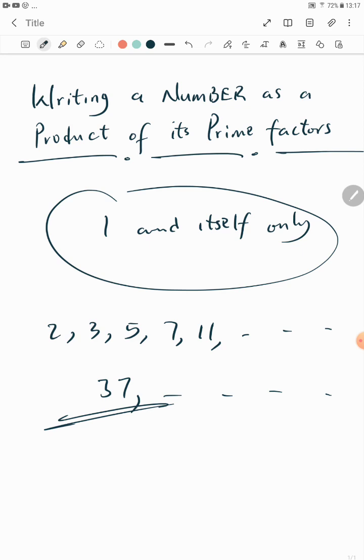So in this video, we begin playing around with prime numbers by writing a number as a product of its prime factors. We'll be looking at the beauty of prime numbers in mathematics. So we can simply write numbers as products of their prime factors. Let's look at the background knowledge that you should have to do this.